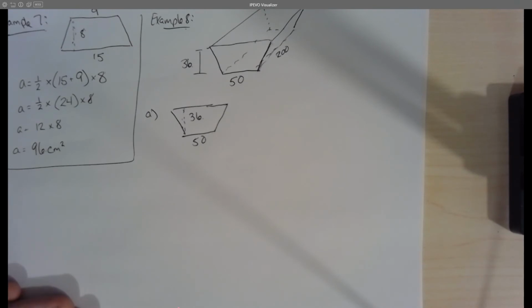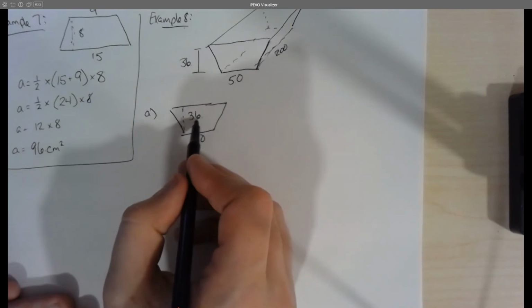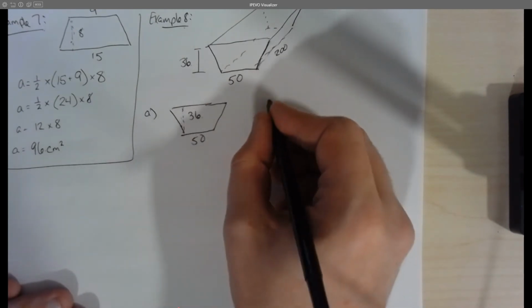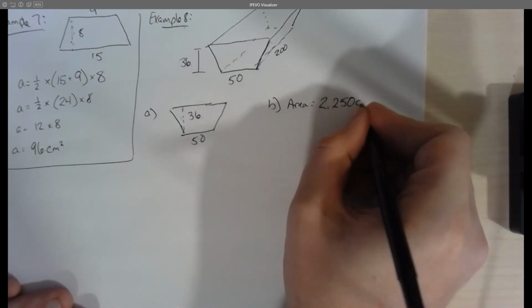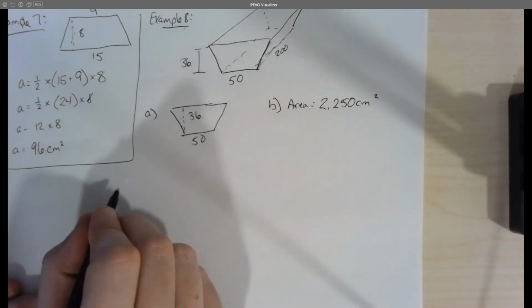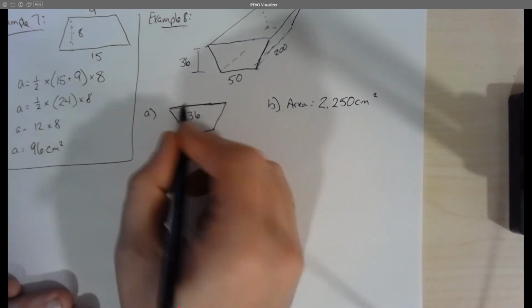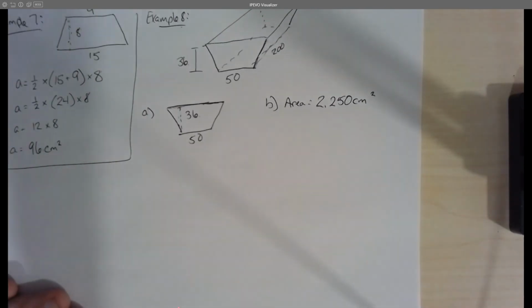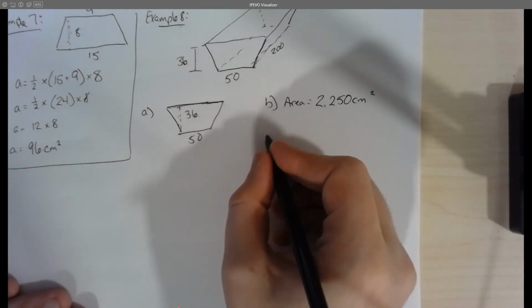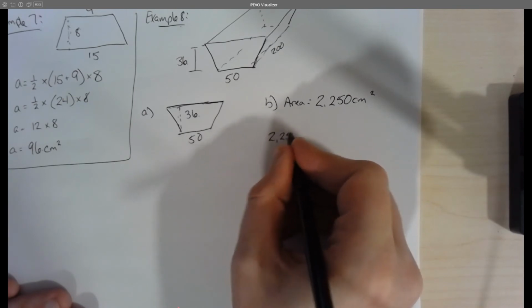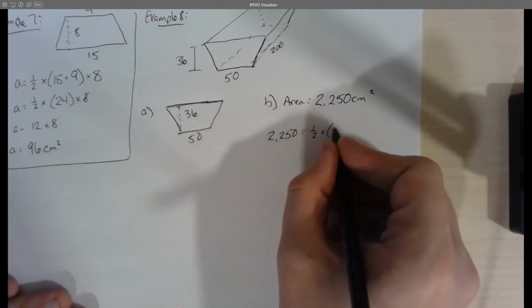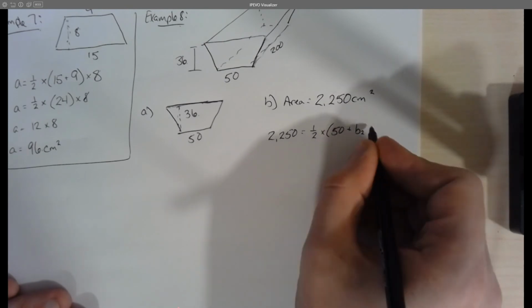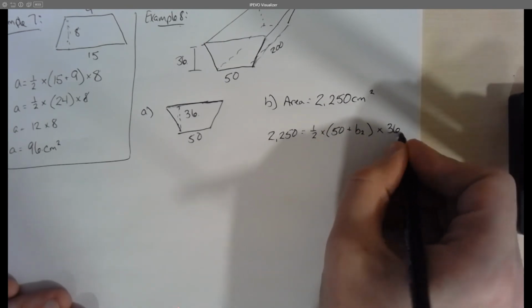B says if the area of ABEH, so the area of the trapezoid here, equals 2,250 centimeters squared, what is the length of HE? So we're asked to figure out this one here. This is getting a little bit trickier because our area formula is trickier. So our formula, remember, is that area, or 2,250, equals 1/2 times base 1, which is 50, plus base 2, which we don't know, times our height of 36.